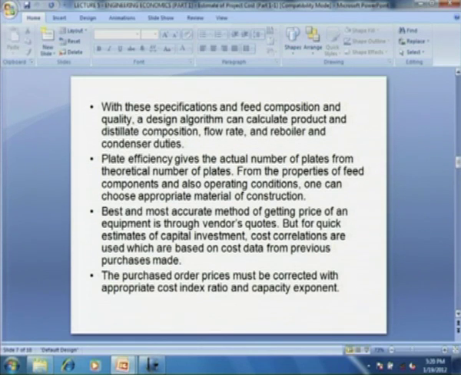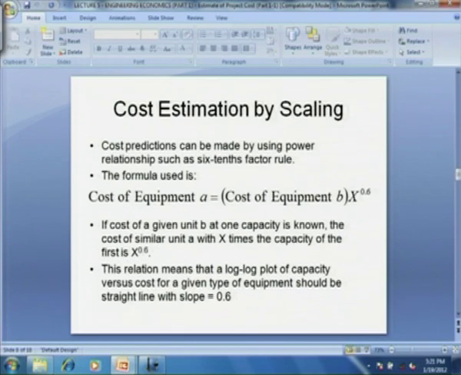But for a quick estimate of capital investment, we can use cost correlations, which are based on the cost data from various previous purchases. Purchased order prices must be corrected with the appropriate cost index ratio and the capacity exponent. If we are trying to get the cost of a higher capacity equipment from a low capacity equipment, we have to use a capacity exponent to extrapolate the cost. So, this is cost estimation by scaling.